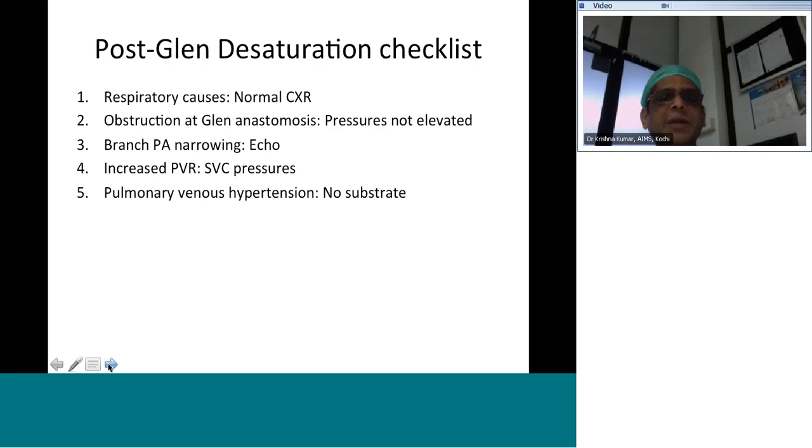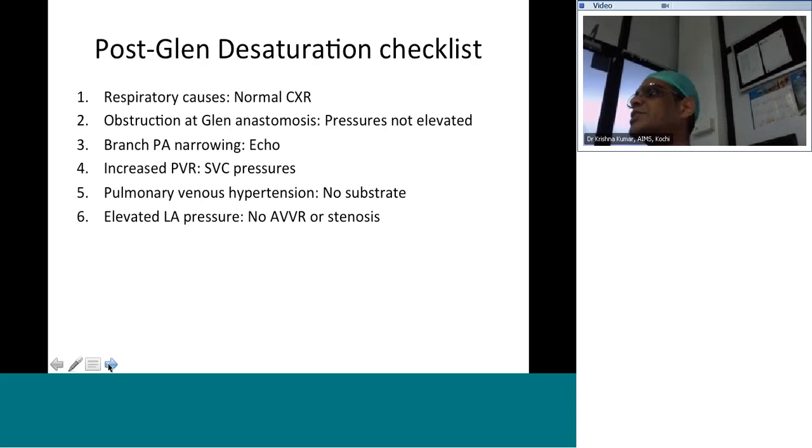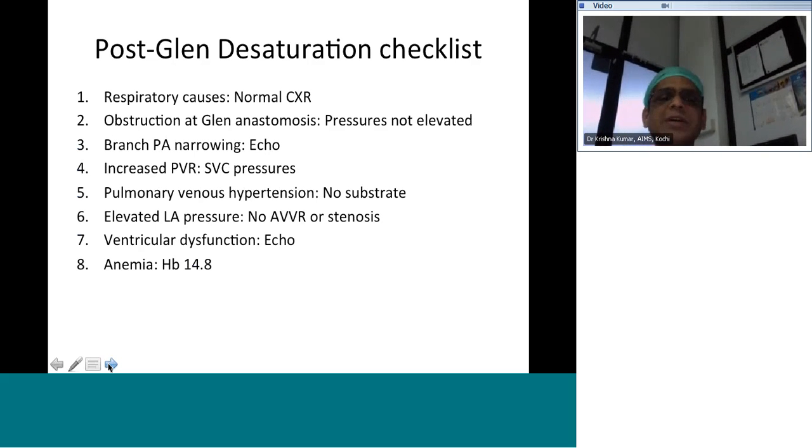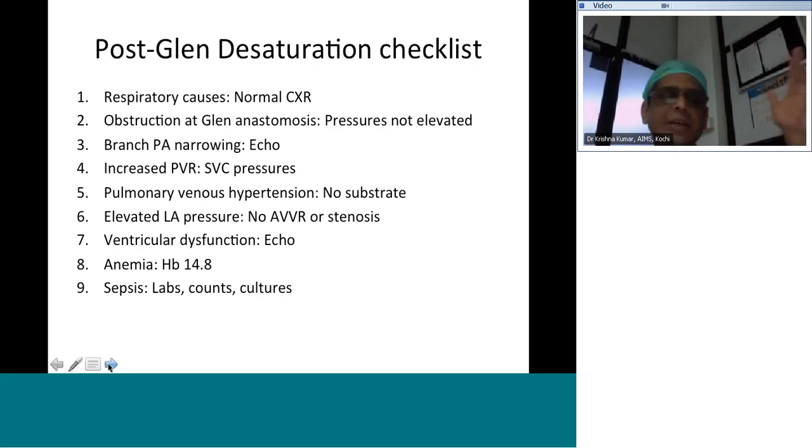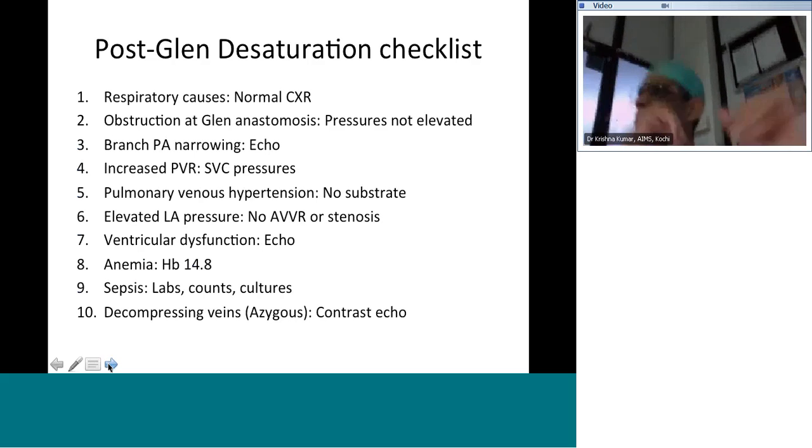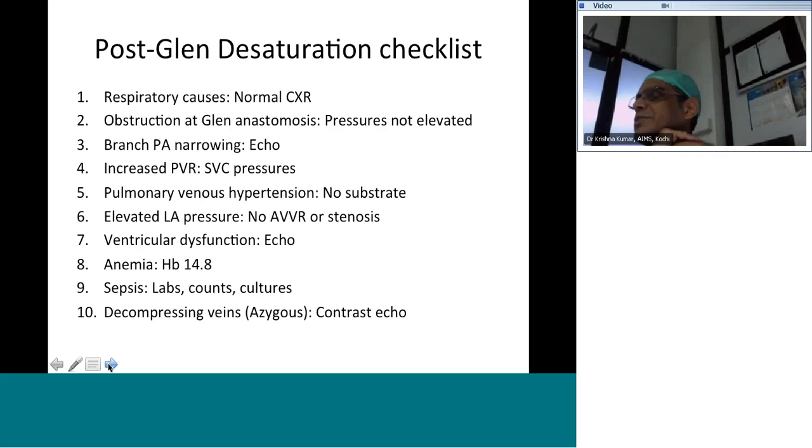Pulmonary venous hypertension: there was no substrate for pulmonary venous hypertension and the pressures were normal. Elevated LA pressure wasn't the case. There was no AV valve regurgitation or stenosis. Ventricular dysfunction: echo was showing good ventricular function. Anemia: hemoglobin is 14.8. Sepsis was ruled out as best as we could. Labs, counts and cultures were consistently negative. So we are left with the 10th cause, which I brought down the list, which is decompressing venous collaterals.